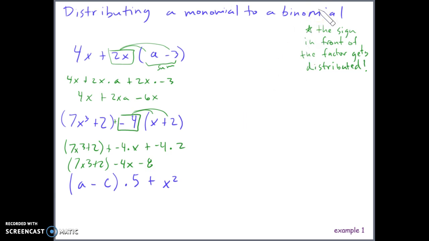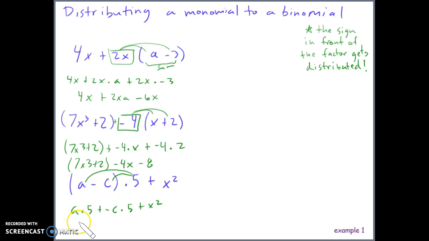Last example. In this example, we have the parentheses and then times 5. So we're normally used to distributing when the factor is on the left and the parentheses are on the right, but distribution can happen the other way. We can distribute this way, right? So we're going to distribute this 5. And what we get here is we get a, since a is listed first, times 5, plus a negative c times 5, plus x squared.